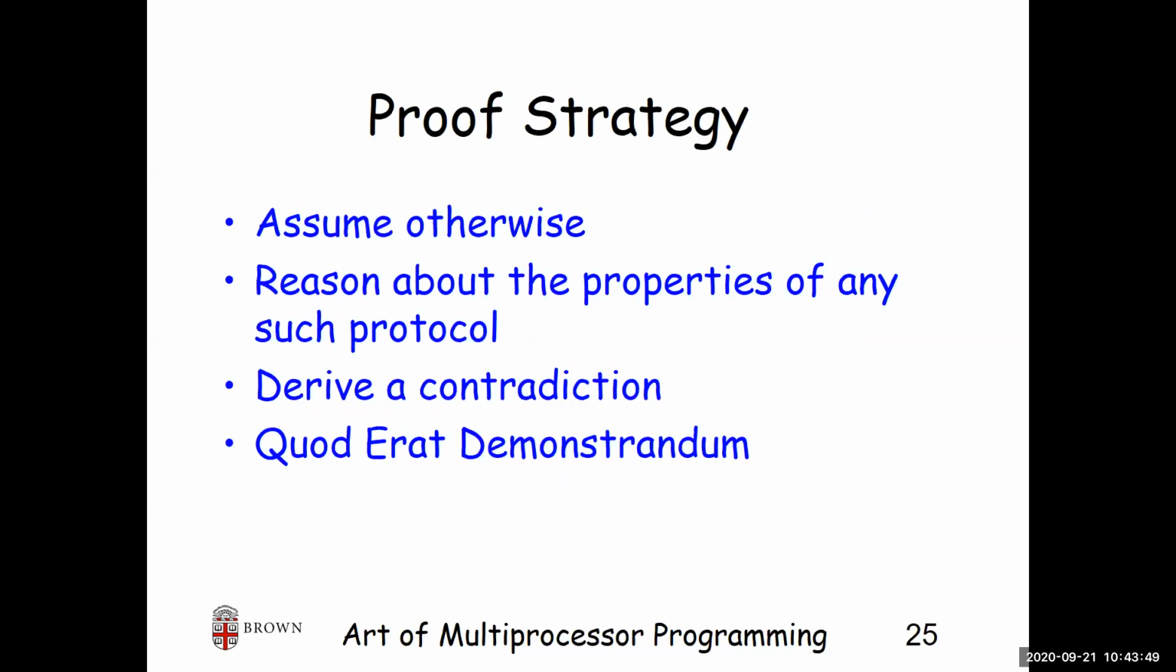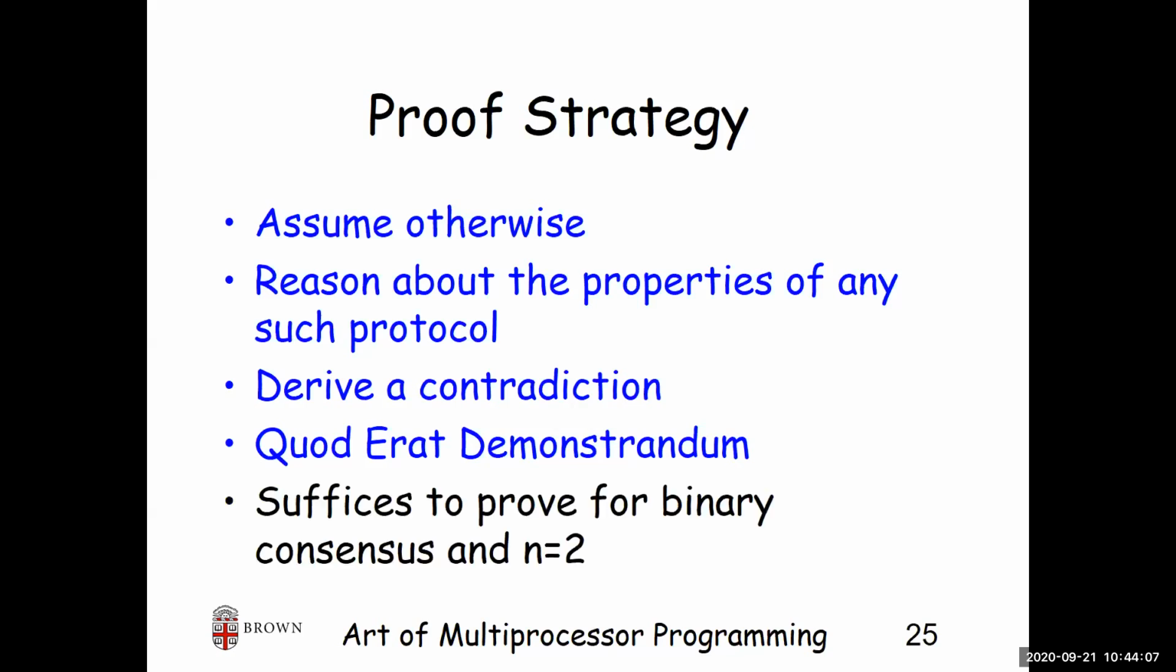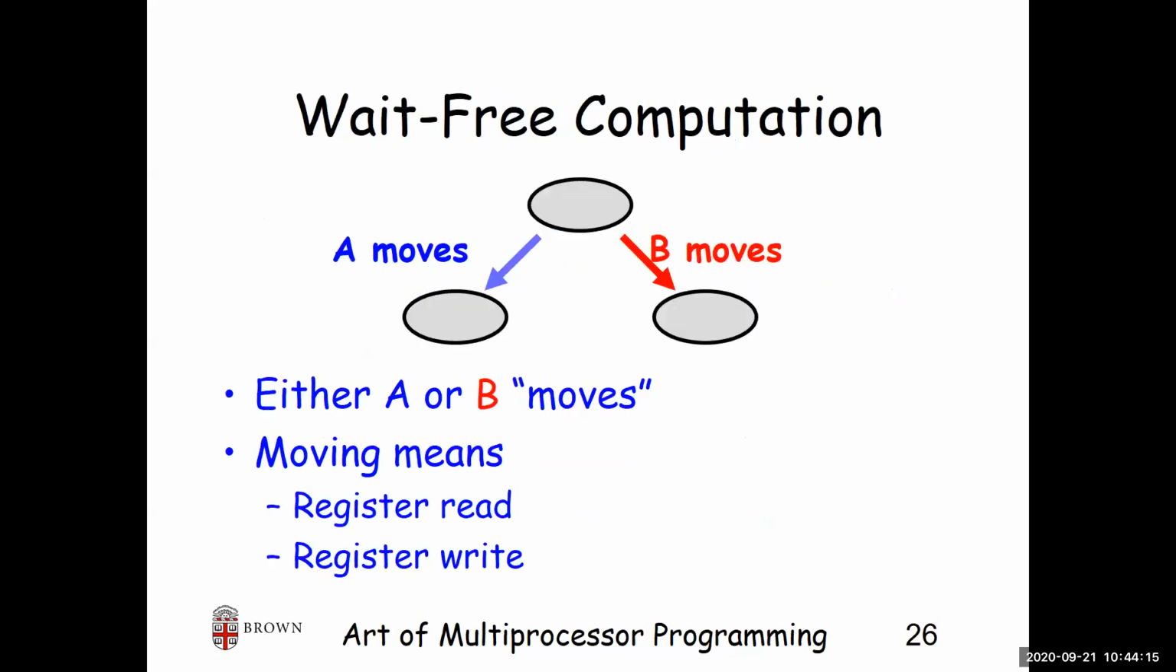So what we're going to do is try to prove this claim, and we're going to do that by assuming otherwise, and then reason about the properties of any protocol based on atomic read-write memory that could implement this consensus, and then derive a contradiction, and that will be our proof. And we're going to stick to binary consensus and n equals 2, because if we can't do that, then we certainly can't do anything harder.